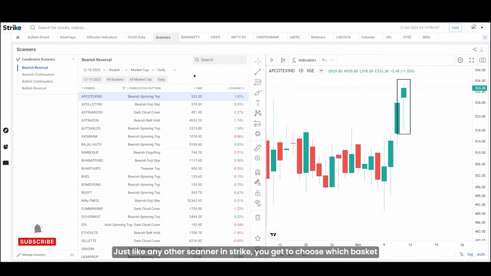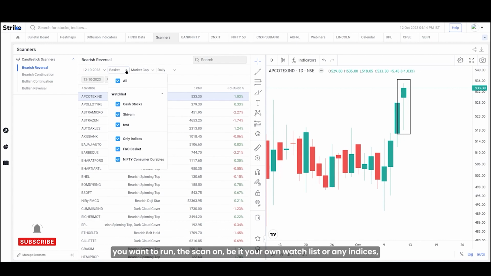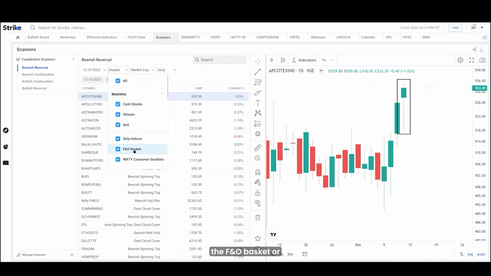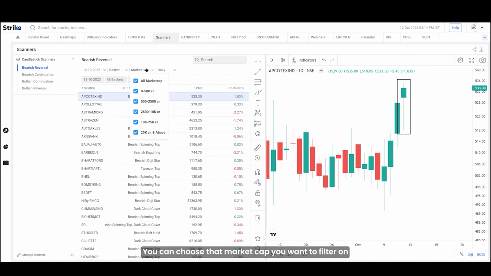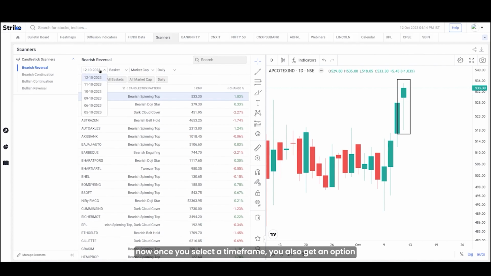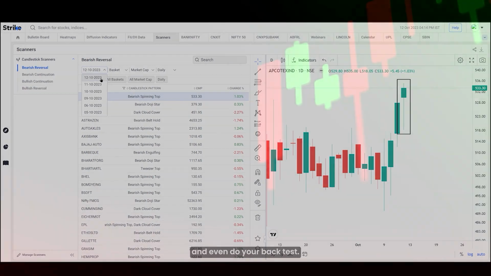Just like any other scanner in Strike, you get to choose which basket you want to run the scan on, be it your own watch list or any indices, the FNO basket, or you can choose the market cap you want to filter on, and you get a choice between four different time frames, that is hourly, daily, weekly, and monthly. Now, once you select a time frame, you also get an option to view the history of that scan for the last few days, so you can view historical results and even do your backtest.